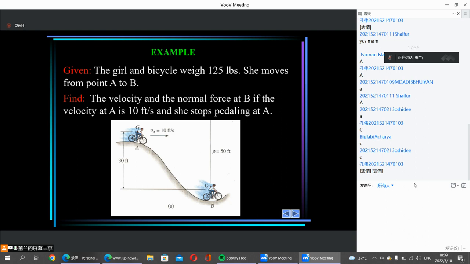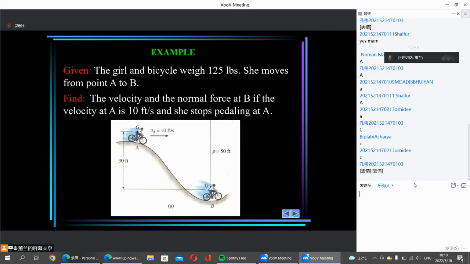So when she drives down to position B, only the weight does work. Here we don't consider the friction force. That means there is no friction force. Only the weight does work on the girl when she moves from point A to B. So that means only a conservative force. How can I make such a conclusion? Because I draw the FBD, right?